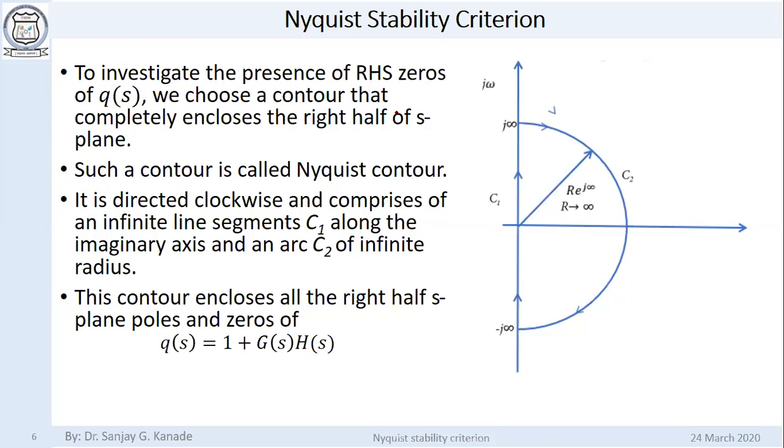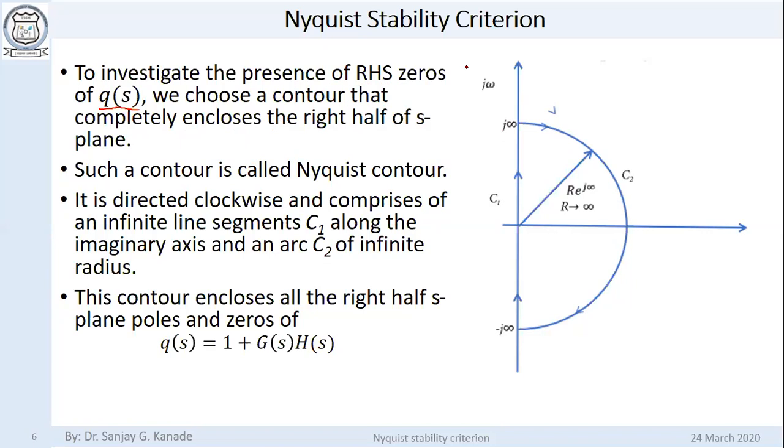Now to investigate this, we need to check whether any of the zeros of QS, zeros of QS meaning poles of the closed loop system, lie on the right hand side. That is what is required for the stability. So for this we choose a contour that completely encloses the right half of the S plane. Now this is the S plane, this complete thing is the S plane.